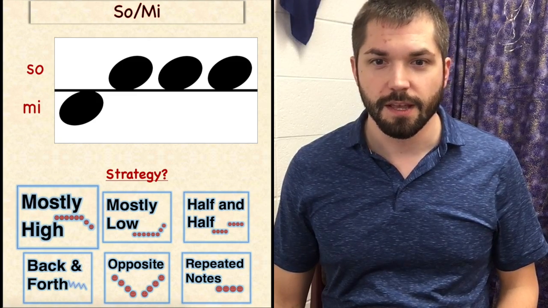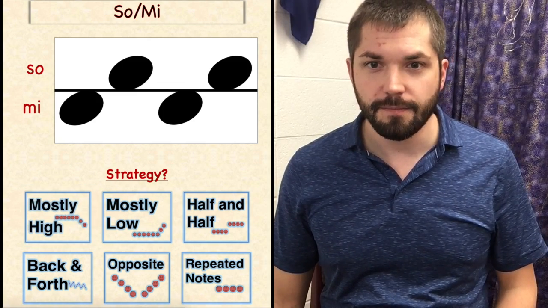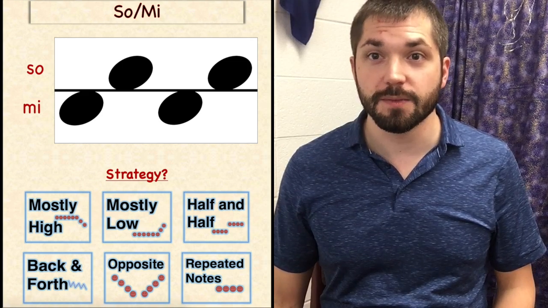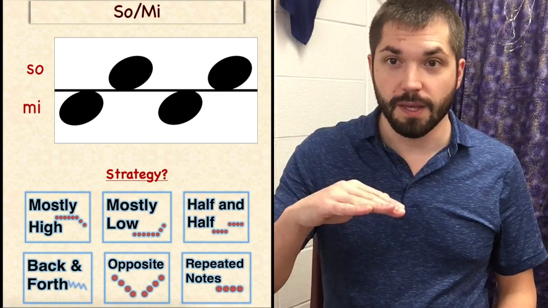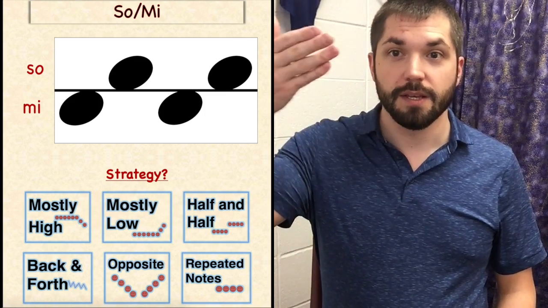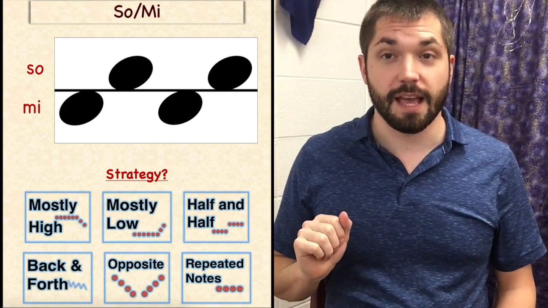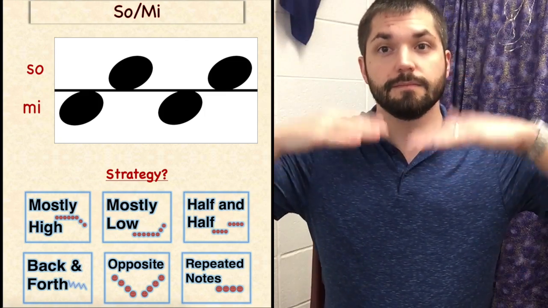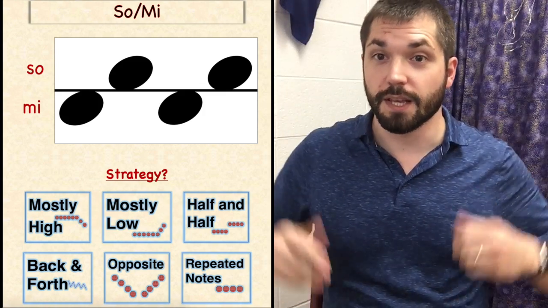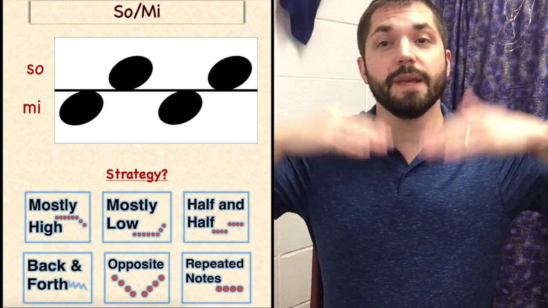Okay, let's see. That one's mostly high again. Here's another one. Let's see if you can sing this one by yourself. This one starts on low again, but look, it goes me, so, me, so. Let's see if you can sing that. Ready, go. Did you sing me, so, me, so?